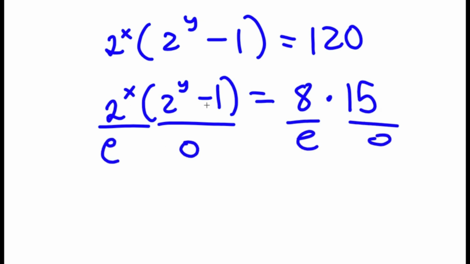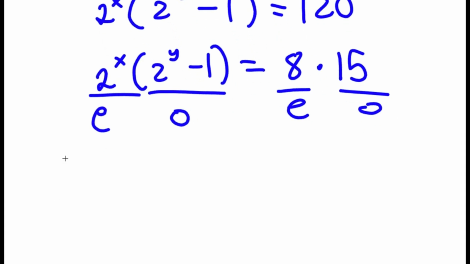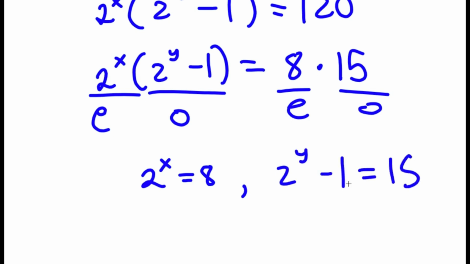So I have an even number times an odd number is equal to an even number times an odd number. So this means that both the even numbers are equal to each other. So 2 to the power of x is equal to 8. And both the odd numbers are equal to each other. So 2 to the power of y minus 1 is equal to 15.